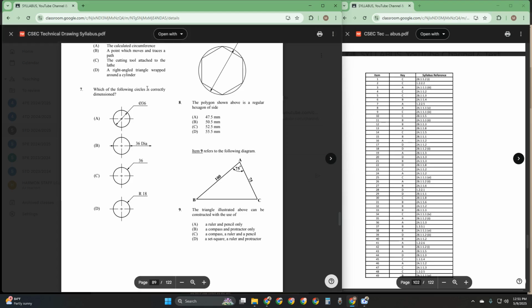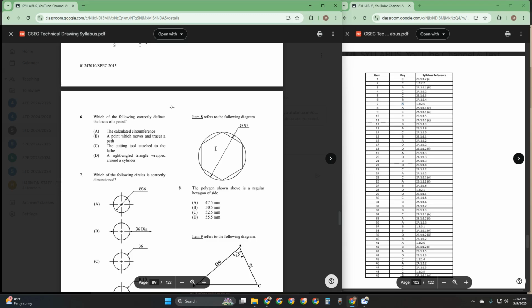Number 7, which of the following circles is correctly dimensioned? So this is A, B, C, or D. And they say that number 7 is A. This is correct. This is the diameter of the circle. D looks correct, but there should be no space between the R and the 18.